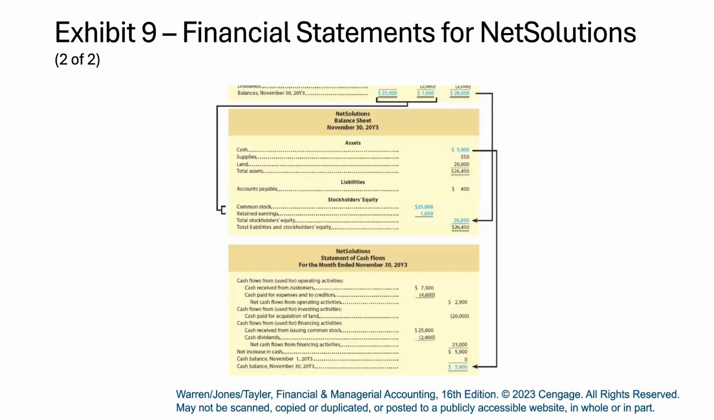Our common stock was 25,000, our retained earnings were 1,050, so 26,050. So when we add the 26,050 to the 400 in liabilities, that should add up and match our assets, and it does. So what this statement tells us, it's called a balance sheet. I used to think it was because it has to balance, right? The assets equal the liabilities and the equity. Balance. I think that's a good way to remember it.